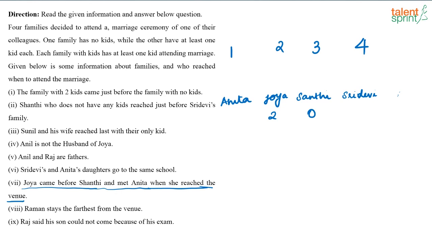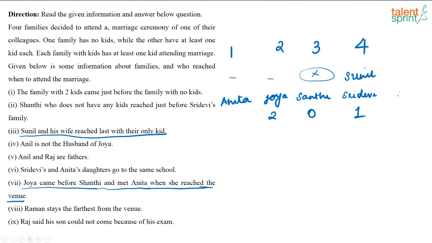Now it is more clear, right? Sunil and his wife reached last with their only kid. So who is the wife of Sunil? Sri Devi. So Sunil and Sri Devi, and they have 1 child. That is 1 couple. Now Anil is not the husband of Joya, and Anil and Raj are fathers. So basically Anil and Raj both have children, so obviously Anil and Raj cannot come here. Anil and Raj have to be here and here.